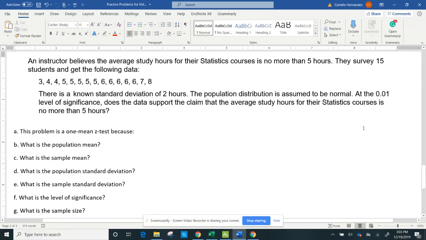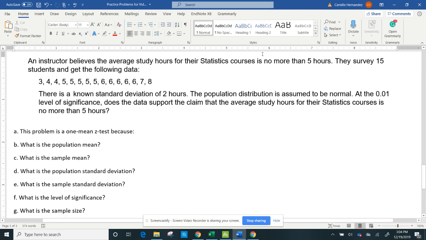So now let's do a practice problem where it's a one mean z-test and we're given sample data. An instructor believes that the average study hours for the statistics courses is no more than 5 hours. They survey 15 students and they get the following data. There is a known standard deviation of 2 hours. The population distribution is assumed to be normal. At the 0.1 level of significance, does the data support the claim that the average study hours for statistics is no more than 5 hours?